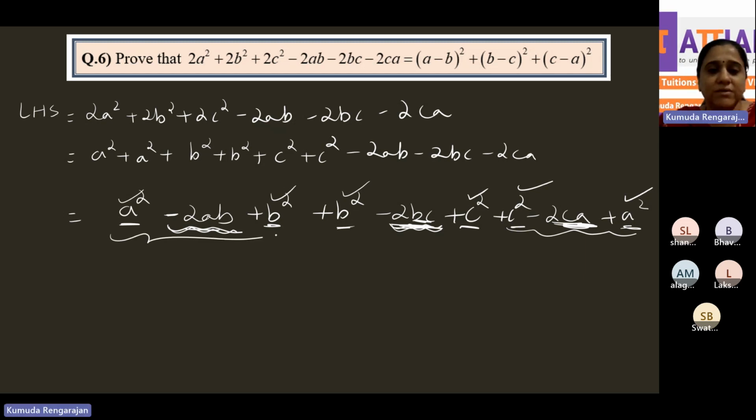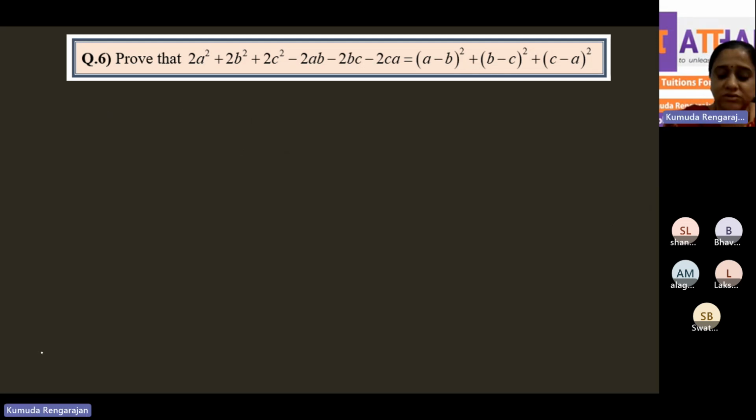Then these three become a minus b the whole square. These three become b minus c the whole square. And these three become c minus a the whole square. That's the result. Okay, online students.